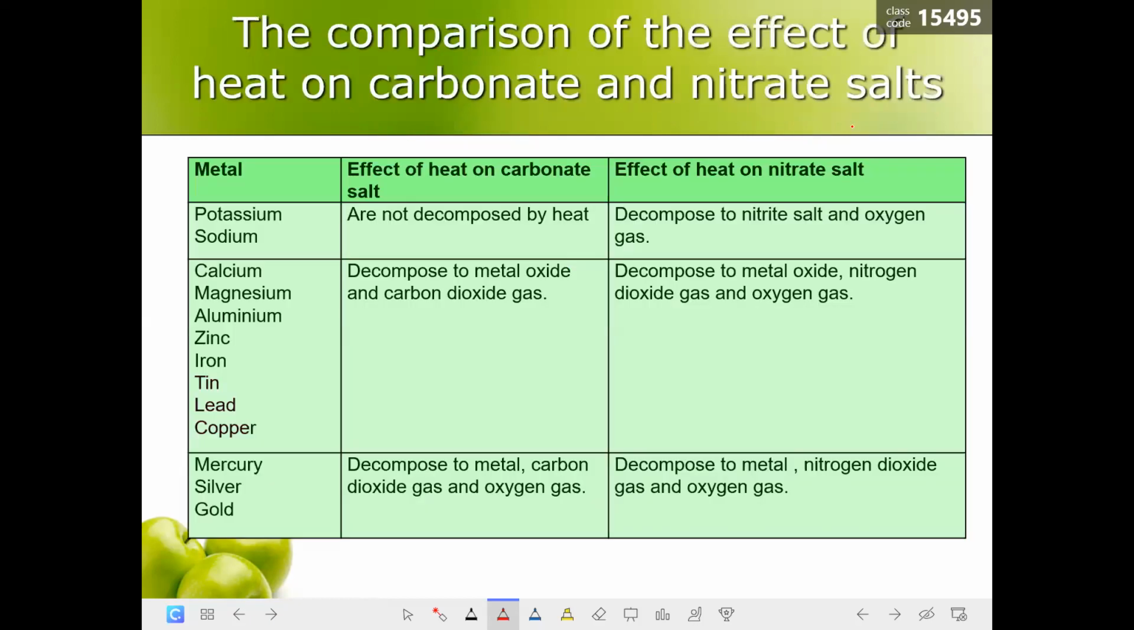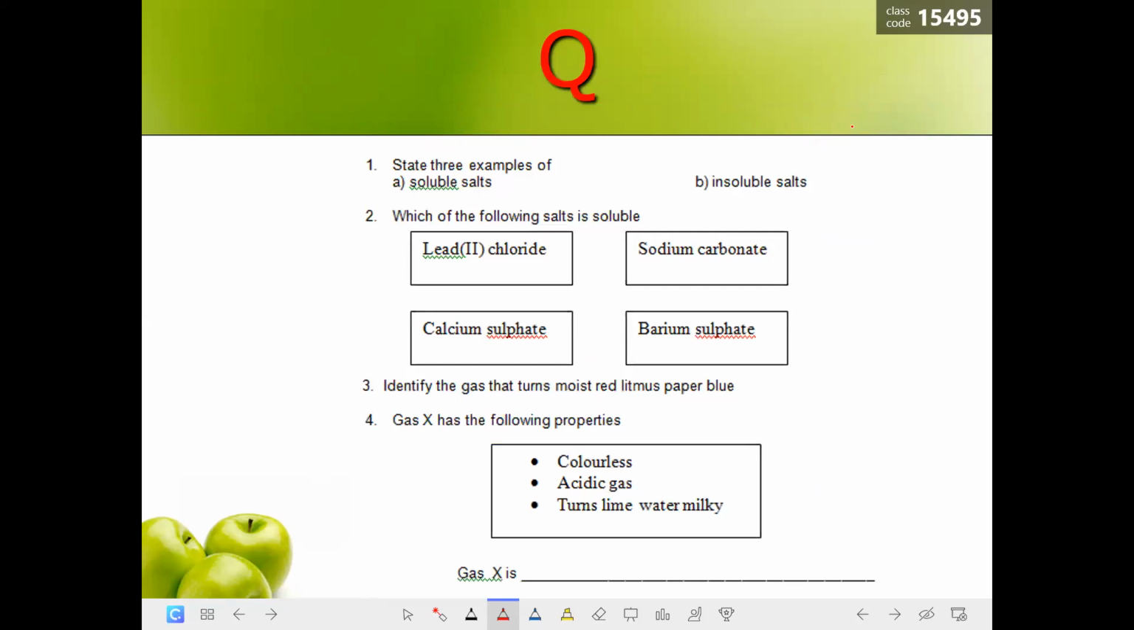Okay, teacher doesn't want to waste time. I want to go to the questions. Take turns to answer. After this, teacher doesn't teach anymore. I just want to hear you. Give me 3 examples of soluble salt. Anyone in this class right now?